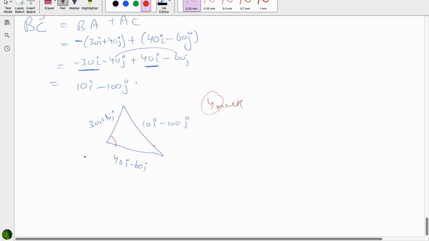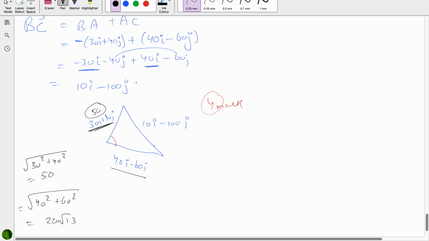I'm looking at this triangle as if I know all 3 sides. If I know them, I can use the cosine rule. For this part, it is the square root of 30 squared plus 40 squared, and that is 50. I'm finding magnitudes. Now for this part, it is the square root of 40 squared plus 60 squared, which is the square root of 5200, simplified to 20 root 13.